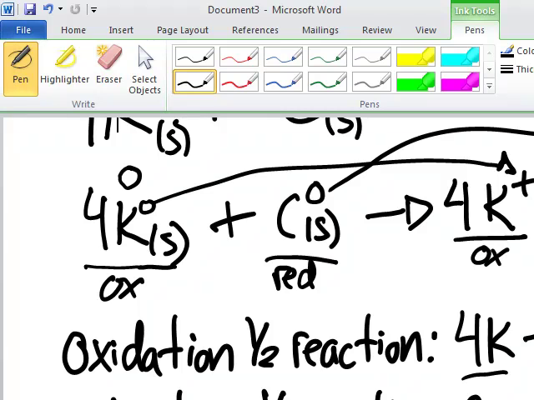So the reducing agent is the what? Electron donor or acceptor? Which one's getting rid of electrons? Good. This is the donor of electrons. And the electron acceptor is... good.